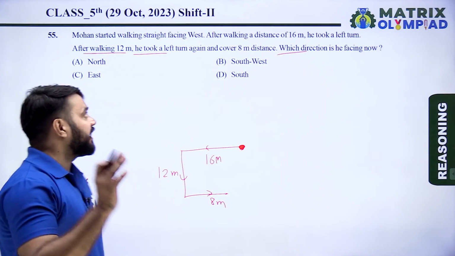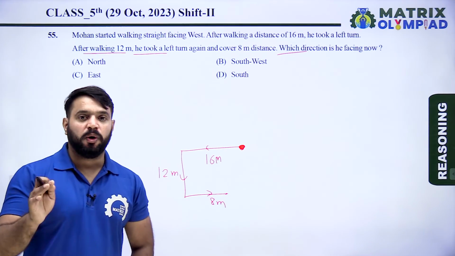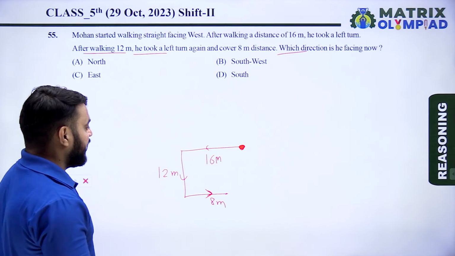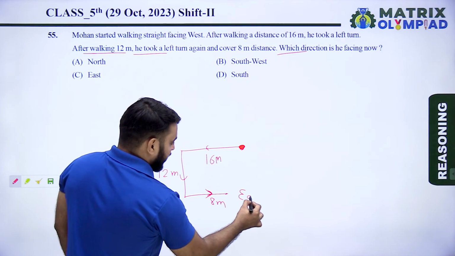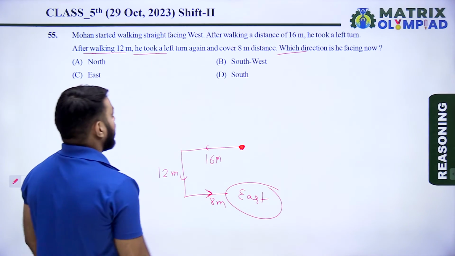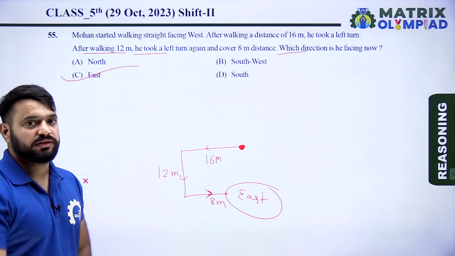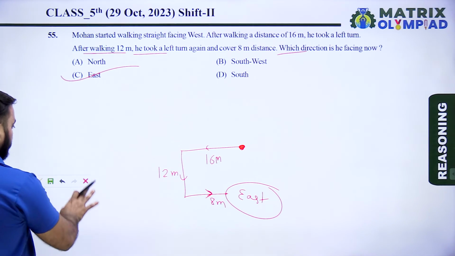So find the final facing of Mohan. So Mohan's final facing is in the east direction. So here option C is the correct answer of this question. So let's move on to the next question.